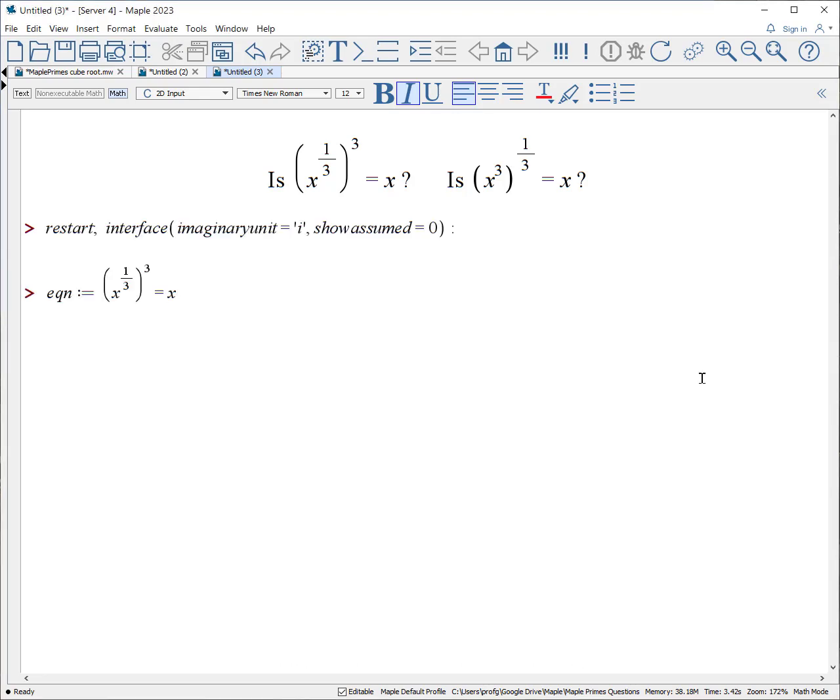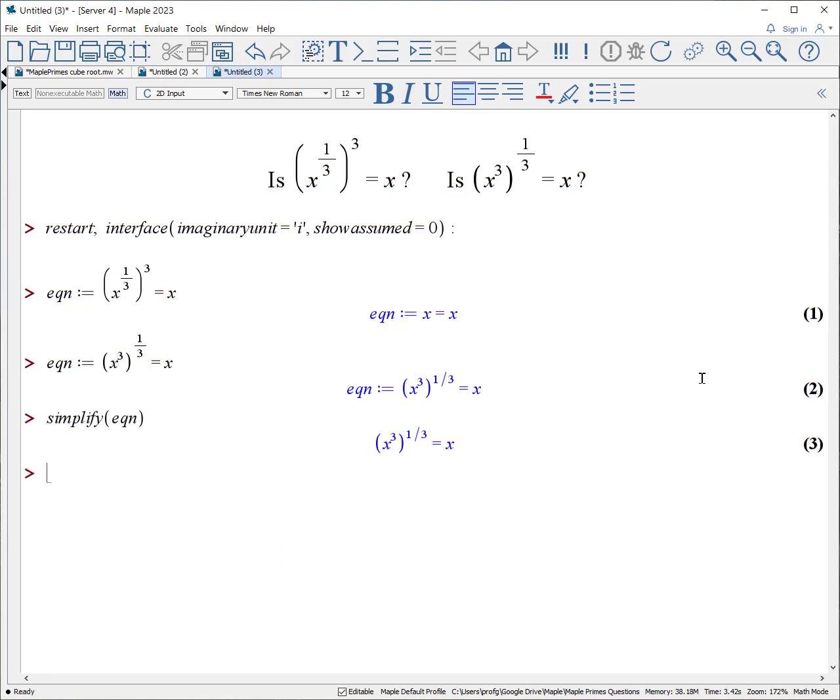Let's find out. Because this problem possibly will involve imaginary units, I'm going to reset the imaginary unit character to small i because I find it more readable. So here's our equation. x to the 1/3 when cubed is equivalent to x? Maple says yes. Let's look at the next equation. Here's the next equation. Is x cubed to the 1/3 equivalent to x? No. What if we simplify?